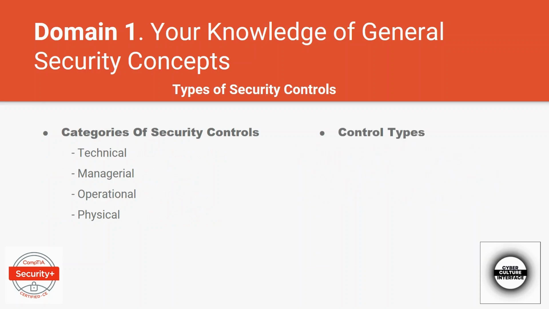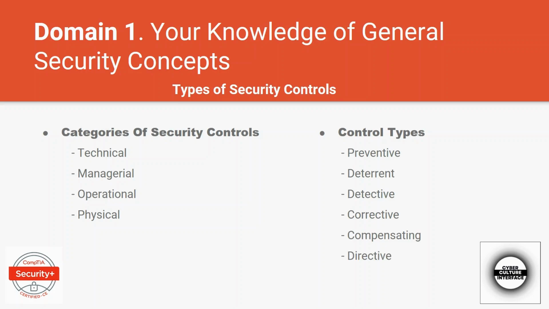And then there are types of controls. Aside from category, the types of controls whose knowledge will be tested in domain 1 will include your understanding of preventive, deterrent, detective, corrective, compensating, and directive controls.